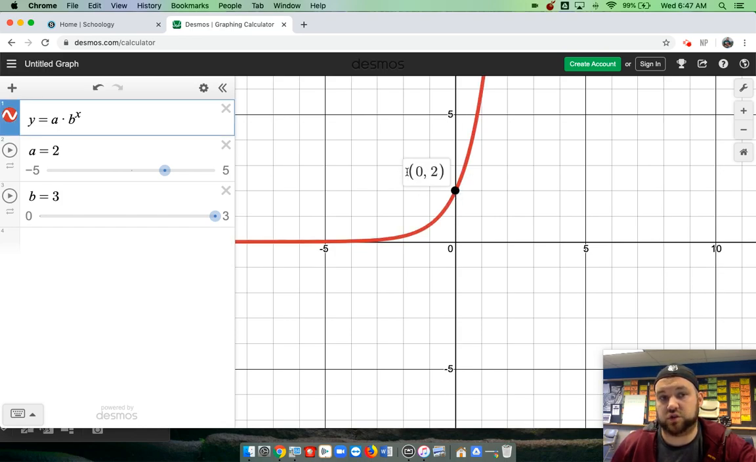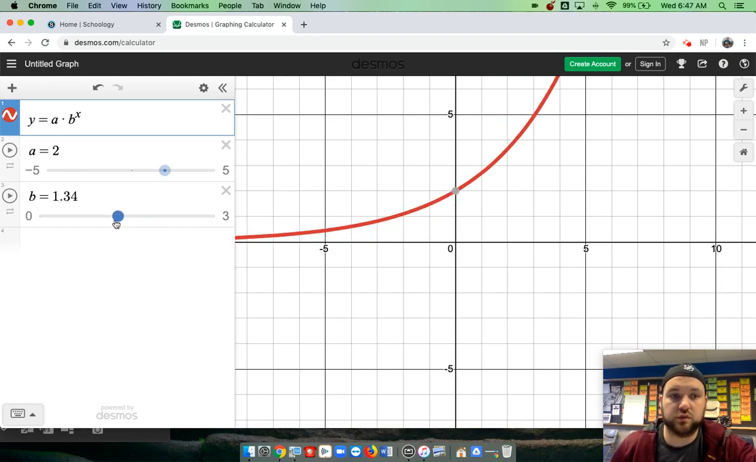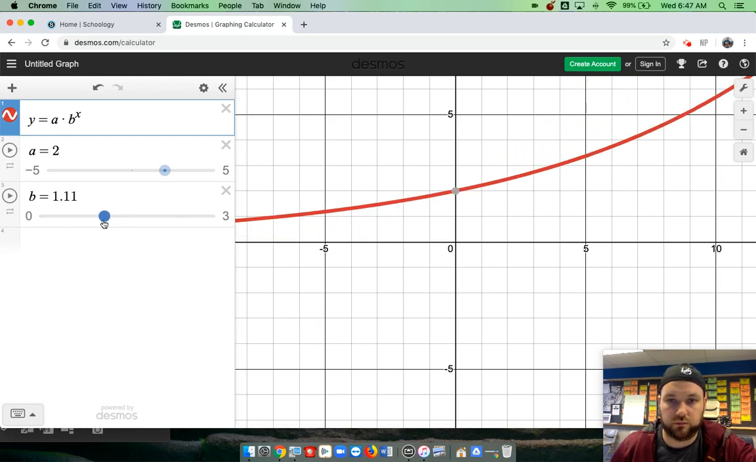But the start value hasn't changed, right? I'm still starting at 2. It's just now I'm tripling every time. So I'm multiplying by 3. The closer the B value is to 1, okay?